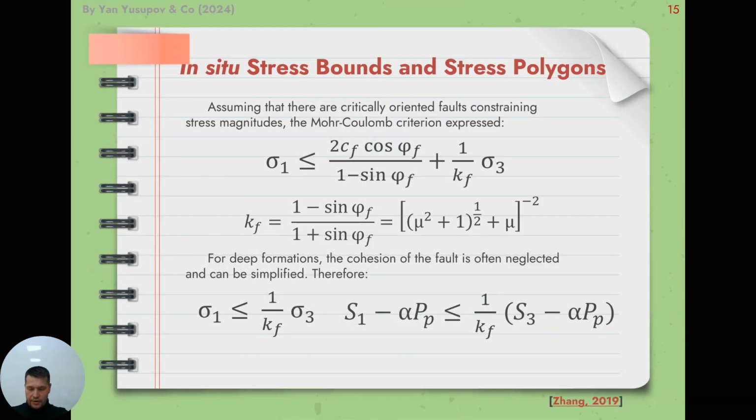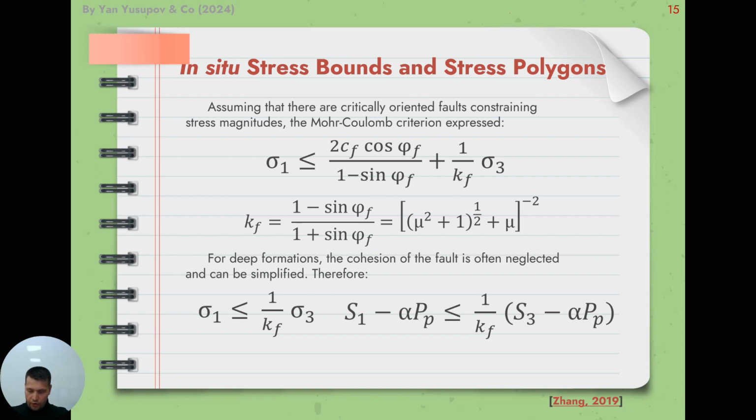Assuming that there are critically oriented faults constraining stress magnitude, the Mohr-Coulomb criterion is expressed in the principal effective stress form for a fault if there are no shear failures. This is the Mohr-Coulomb criterion expressed in this slide.